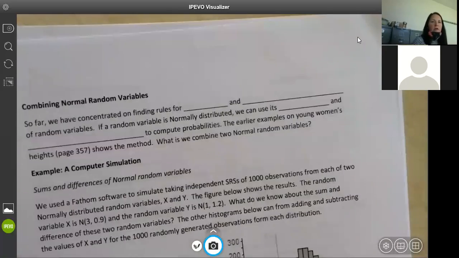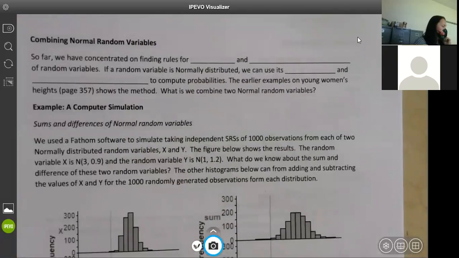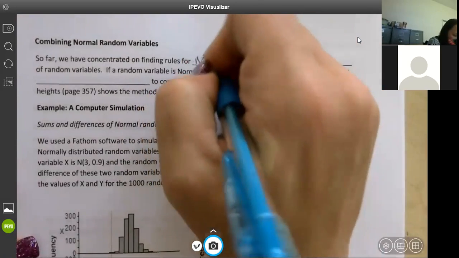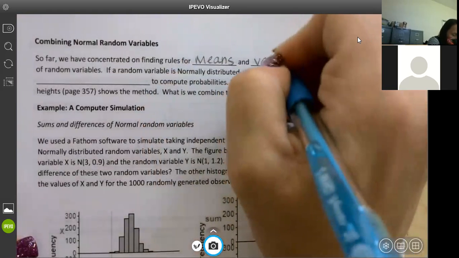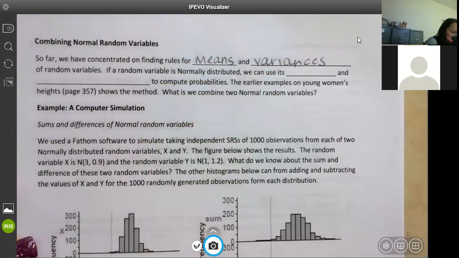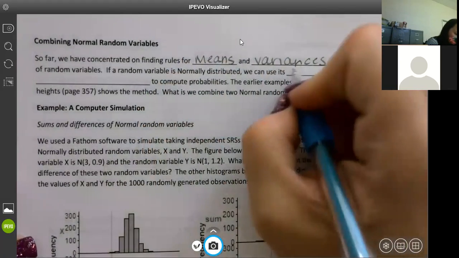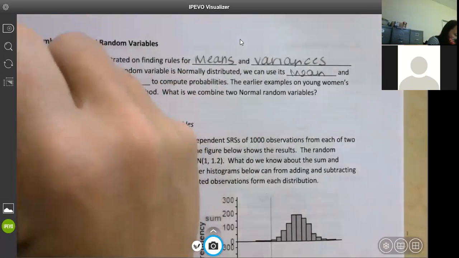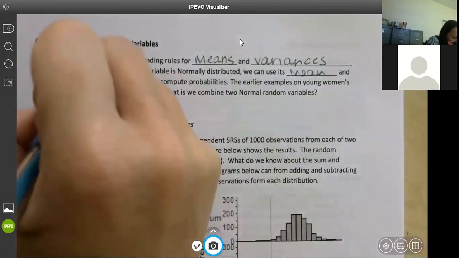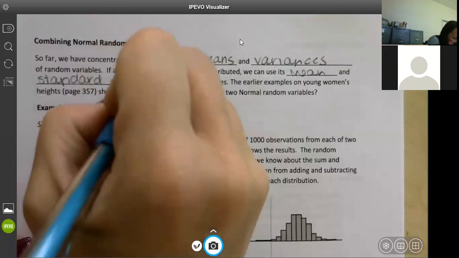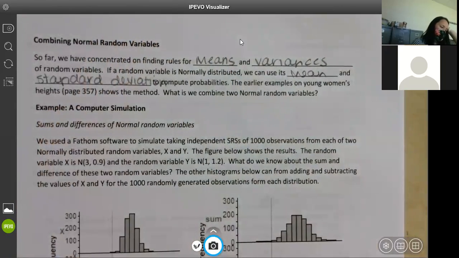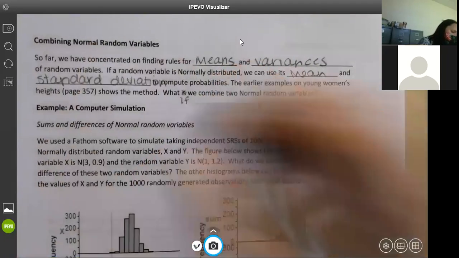All right, so combining normal random variables. So far, we have been concentrating on finding rules for means and variances of random variables. If a random variable is normally distributed, we can use its mean and standard deviation to compute probabilities. The earlier examples of young women's heights on page 357 show the methods. What if we combine two normal random variables?